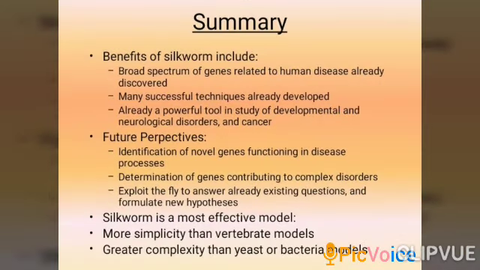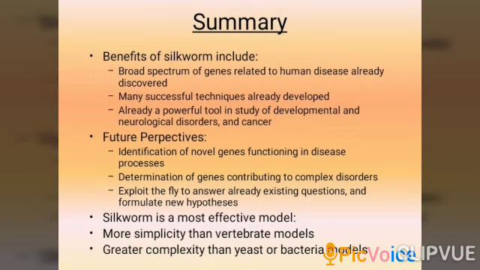Now, summary. First one, benefits of silkworm include a broad spectrum of genes related to human disease already discovered. Many successful techniques already developed, already a powerful tool in the study of developmental and neurological disorders and cancer. Second one, future perspectives: identification of novel genes functioning in disease processes, determination of genes contributing to complex disorders, exploit the fly to answer already existing questions and formulate new hypotheses.